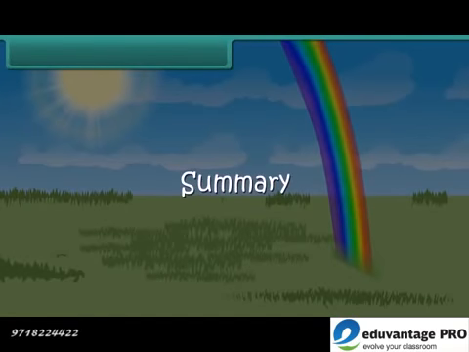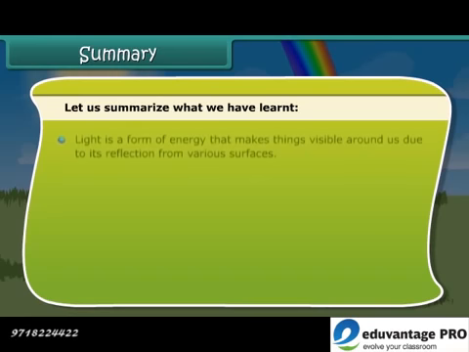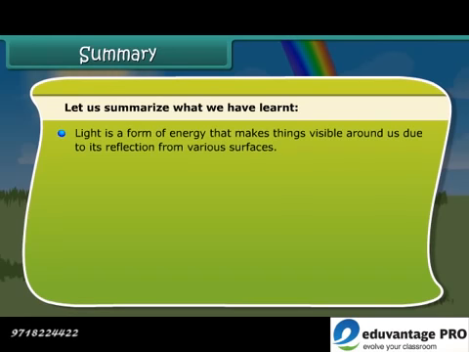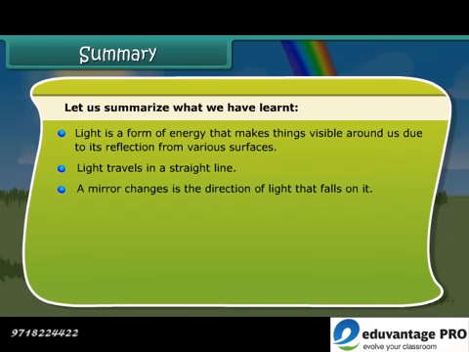Summary. Let us summarize what we have learned. Light is a form of energy that makes things visible around us due to its reflection from various surfaces. Light travels in a straight line. A mirror changes the direction of light that falls on it.